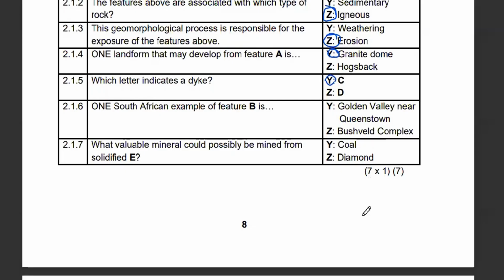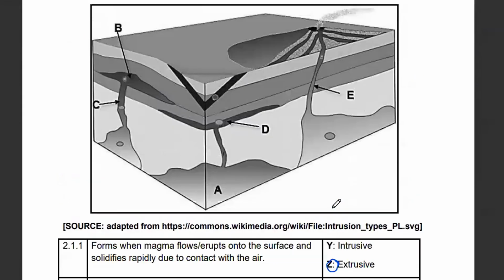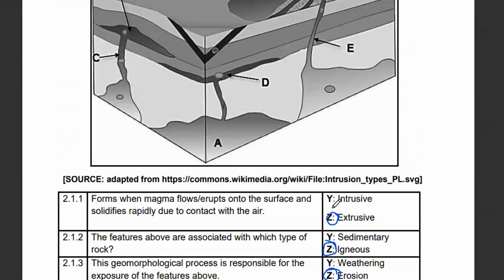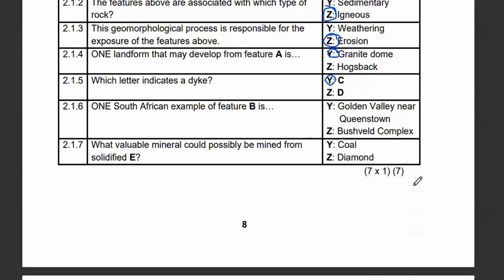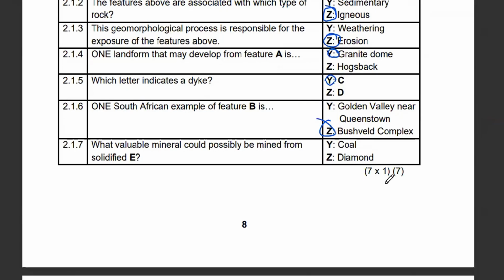One South African example of feature B. Feature B, typical of the sill. We can relate that to the Bushveld complex. What valuable mineral could possibly be mined from solidified E? At E there, what can we actually mine? We cannot get coal there, we can get diamonds.